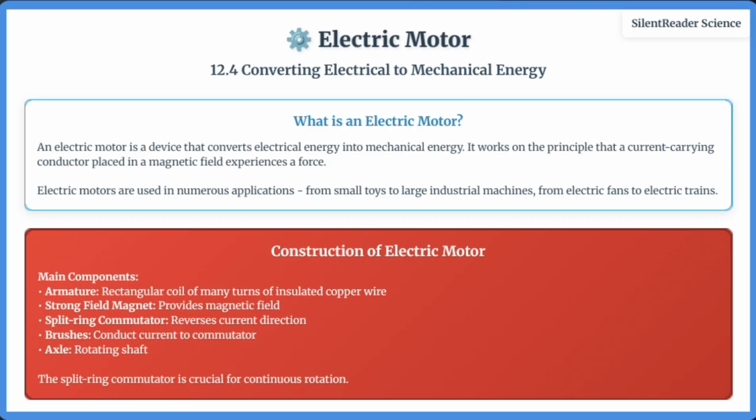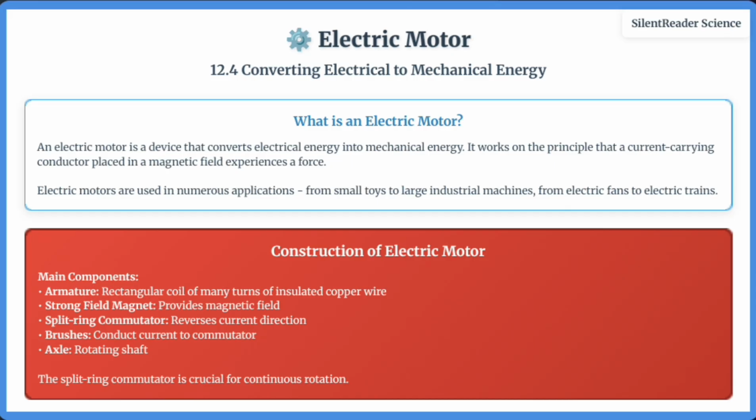Now let's study electric motors, which convert electrical energy into mechanical energy. Electric motors work on the principle that a current-carrying conductor placed in a magnetic field experiences a force. Electric motors are used in numerous applications, from small toys to large industrial machines, from electric fans to electric trains.